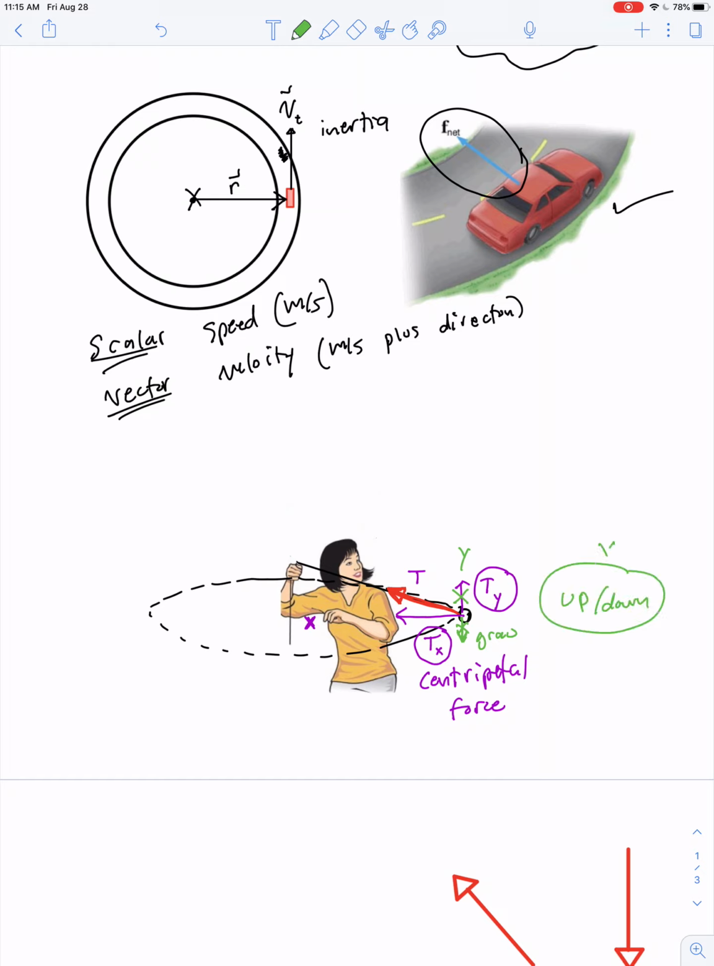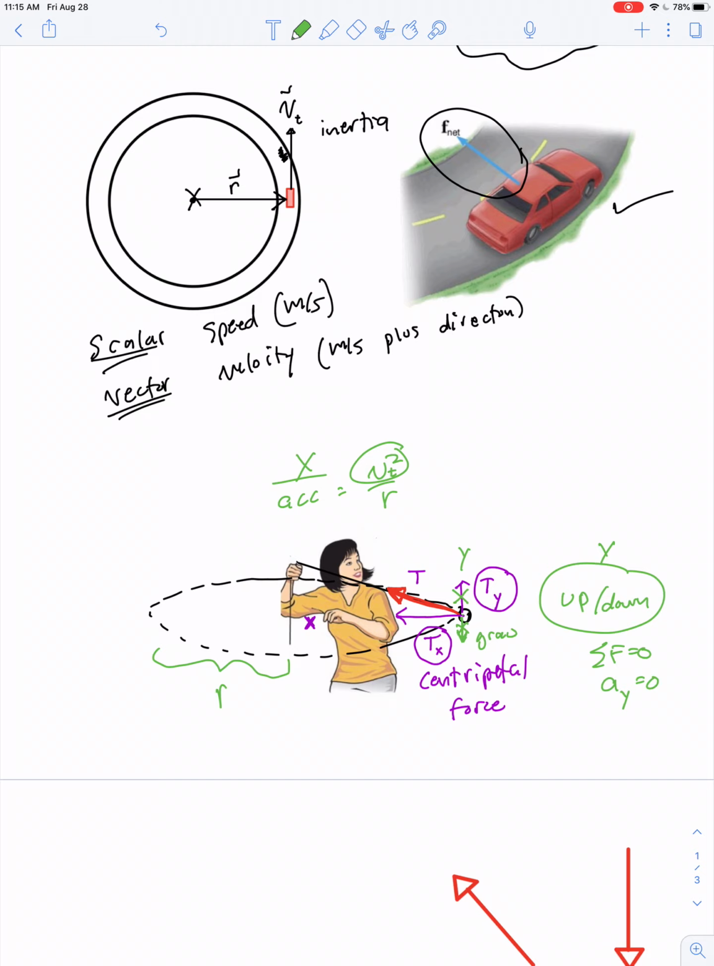In the up, down, or y direction, the net force equals 0, so the acceleration along that axis is 0. But there's definitely going to be an acceleration along the x-axis, and that acceleration should be equal to v squared over r, where r is indeed the radius of the circular path, and v is actually v tangential, the speed with which the ball is directed tangentially to the circular path.